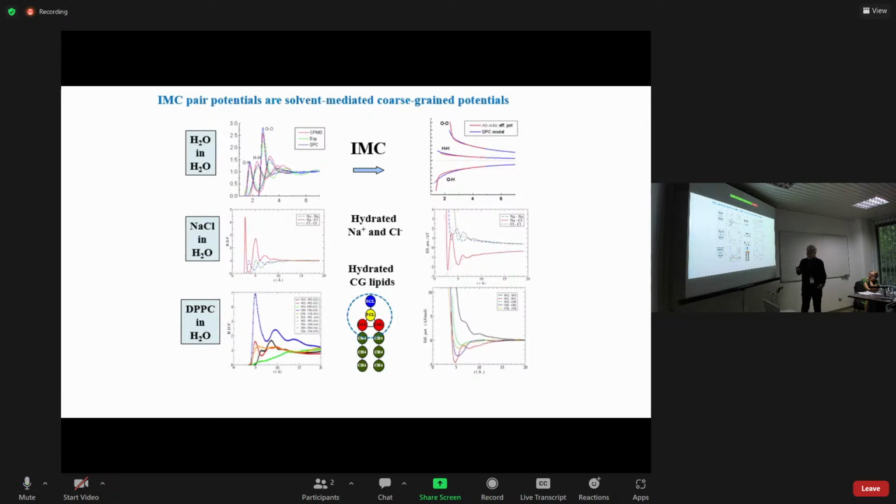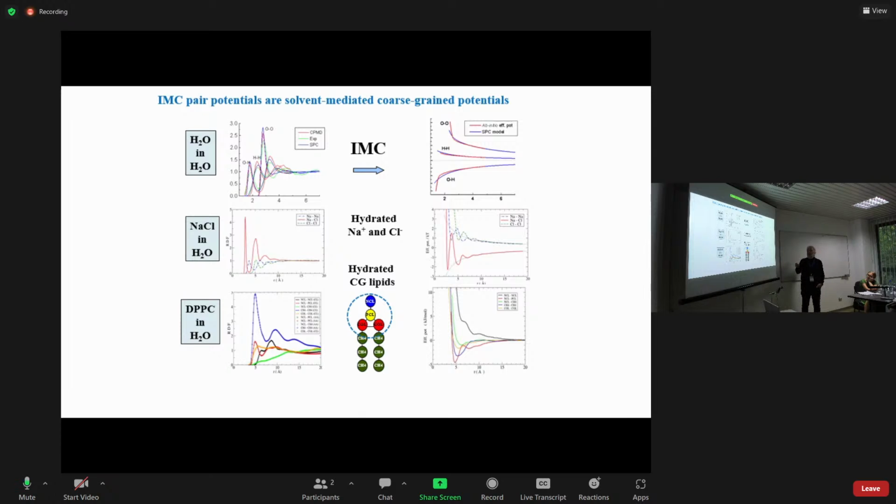Here is water in water. So you see here the OO distances, but there is also OH and HH. And when you invert this, you get pair potentials. These are actually not coarse-grained potentials because it is exactly like a new water model. But if you study sodium chloride, table salt in water, you have the contact peak for sodium and chloride, you have the solvent separated peak and so on. And when you invert this, you get potentials which look like that.